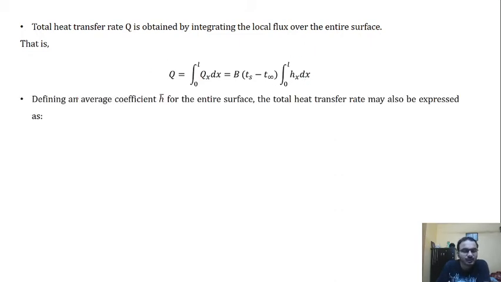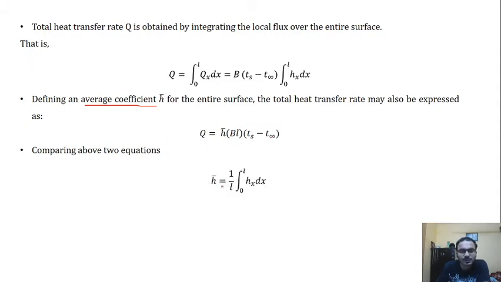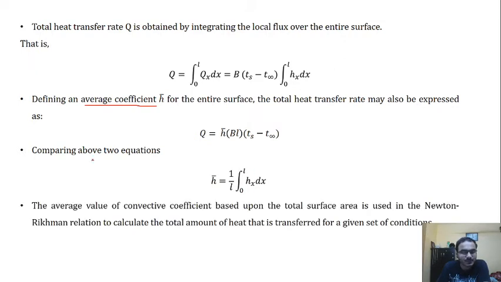Now we can define the average coefficient H bar for the entire surface. The total heat transfer rate may also be expressed by this formula, that Q is equal to H bar B L (Ts minus T infinity). So we can combine these two equations and obtain that H bar is equal to 1 upon L, integration 0 to L, Hx dx. So this is the formula for the average heat transfer coefficient.